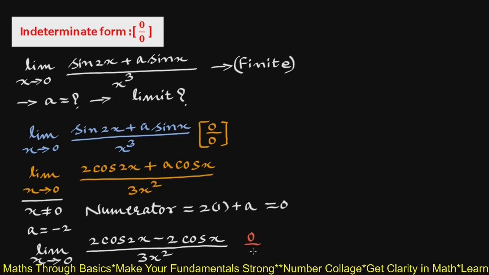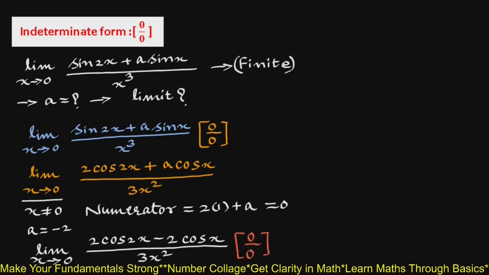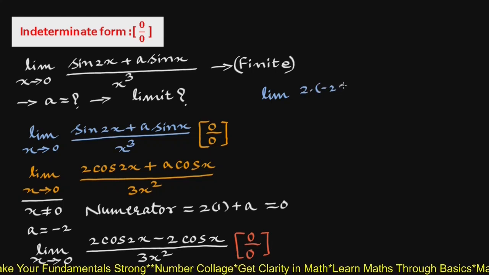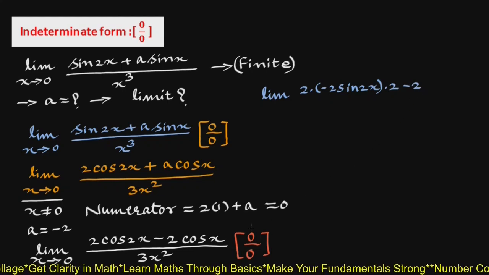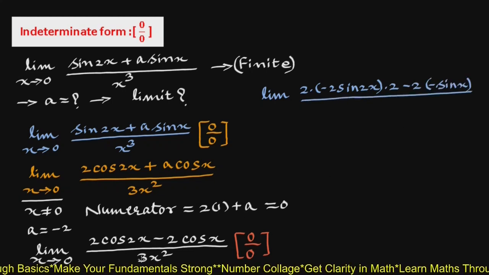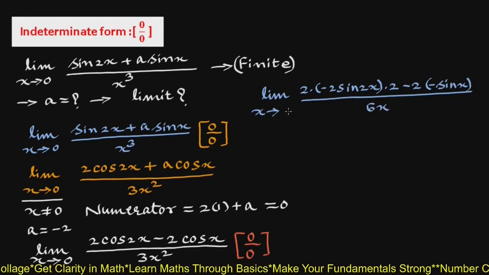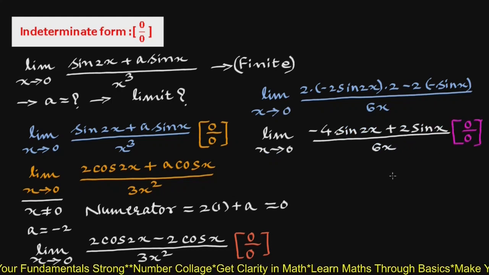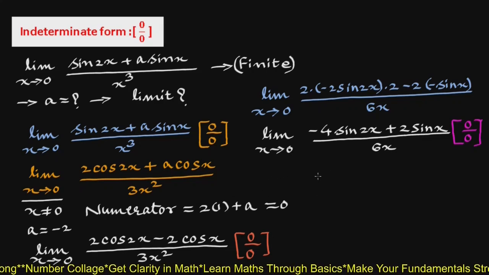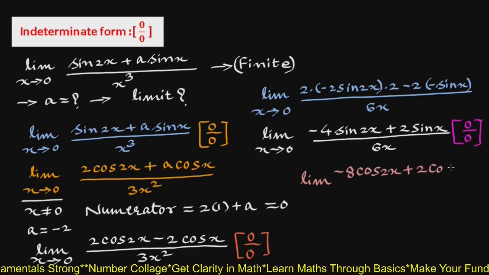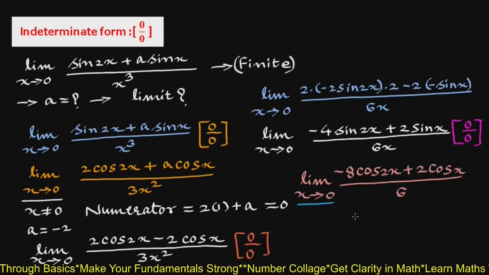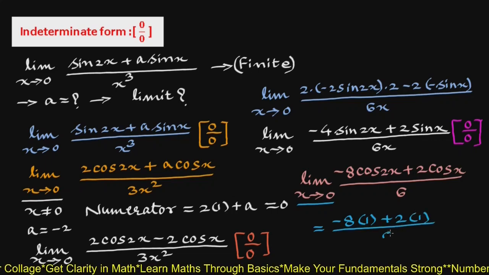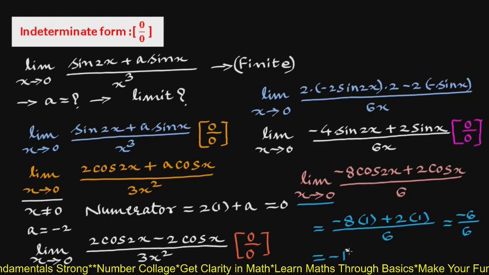This again is a 0 upon 0 indeterminate form. So we apply L'Hopital's rule and write limit, derivative of cos 2x is minus 2 sin 2x into 2, minus 2 times derivative of cos x, which is minus sin x, upon derivative of 3x square, 6x, as x tends to 0, which also is a 0 upon 0 indeterminate form. So we again apply L'Hopital's rule and the limit will be (minus 8 cos 2x plus 2 cos x) upon 6 as x tends to 0. So the limit will be (minus 8 cos 0, which is 1, plus 2 cos 0, which is 1) upon 6, minus 6 upon 6, minus 1. So this is the value of the limit.